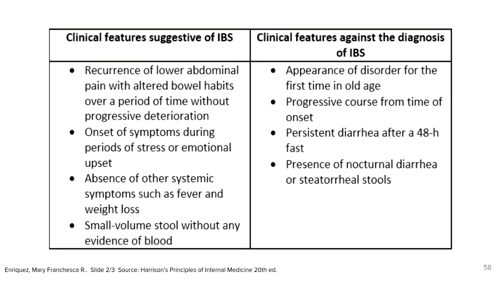For the features that are opposed to the occurrence of IBS, these include appearance of the disorder for the first time in old age. There's progression of the disease, persistence of diarrhea after a 48-hour fast, and presence of nocturnal diarrhea or steatorrheal stools.